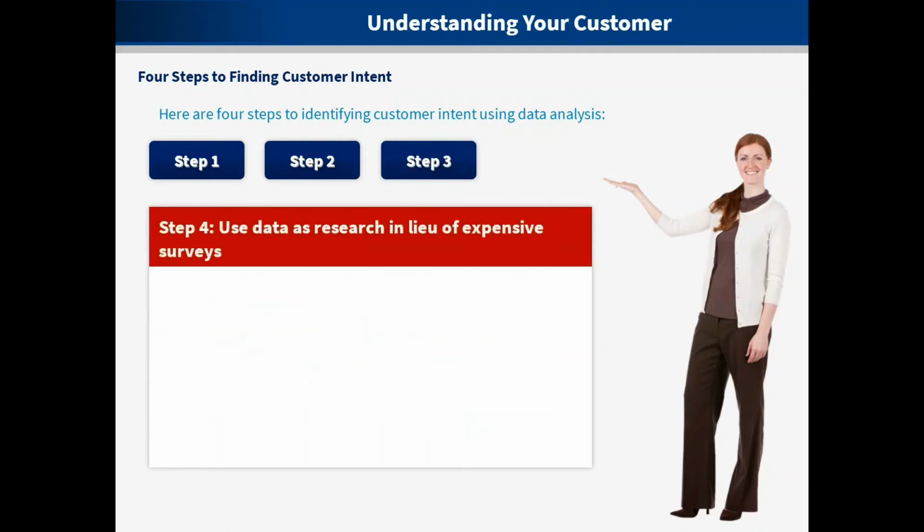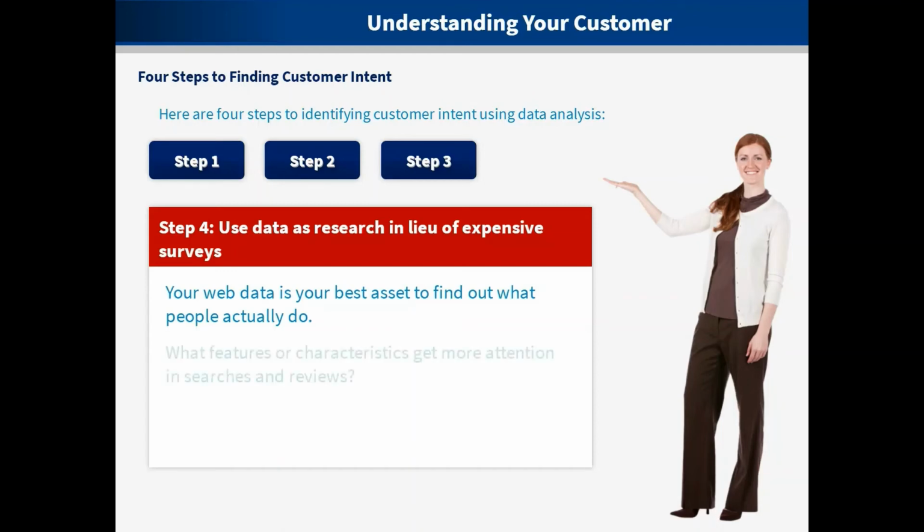Step 4. Use data as research in lieu of expensive surveys. Your web data is your best asset to find out what people actually do. What features or characteristics get more attention in searches and reviews? You can highlight those in your marketing.